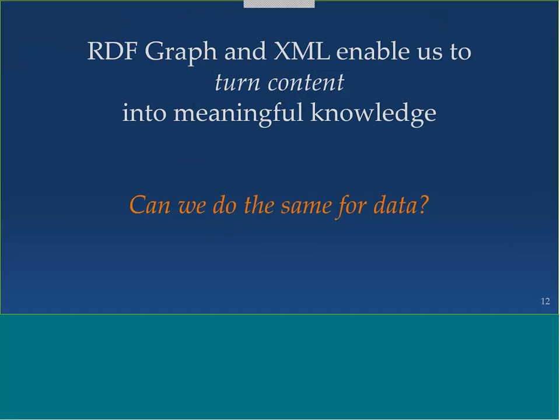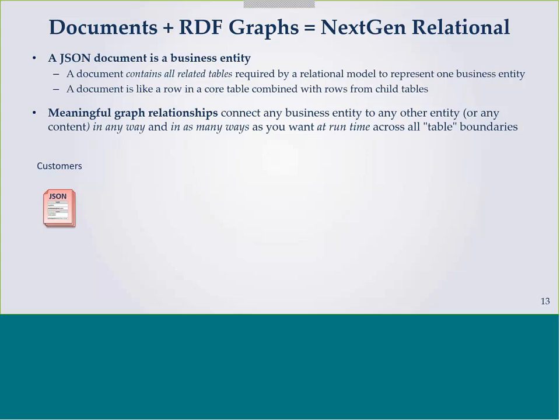Can we use a semantic graph with JSON documents, which are data oriented, to get meaningful data? And the answer is, of course we can. If you have a database that supports semantic graph, and a database that supports documents, and they can be transactional and the engines work together, then you can do this solution.